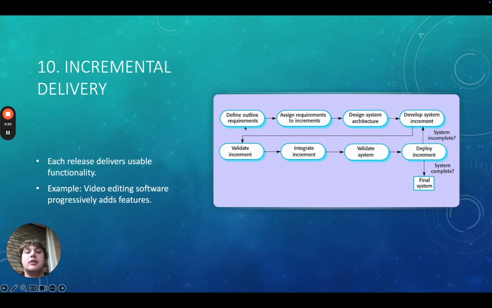Incremental delivery. In incremental delivery, each release delivers usable functions to the customer. A real-world example of this is a video editing software might release basic editing tools. Later deliveries could include advanced features like color grading, motion tracking, and audio mixing.